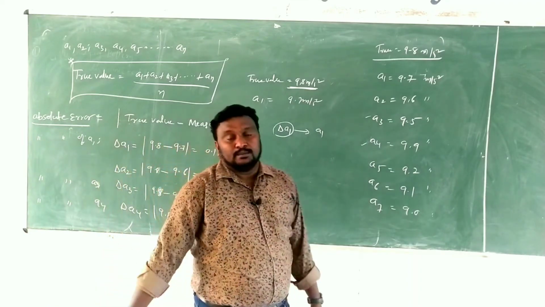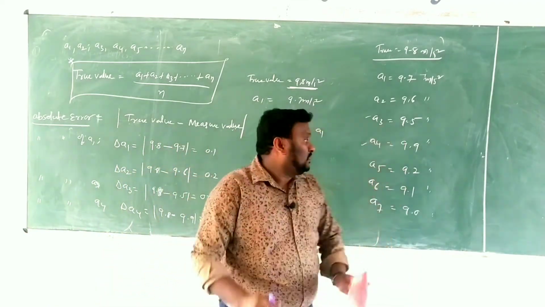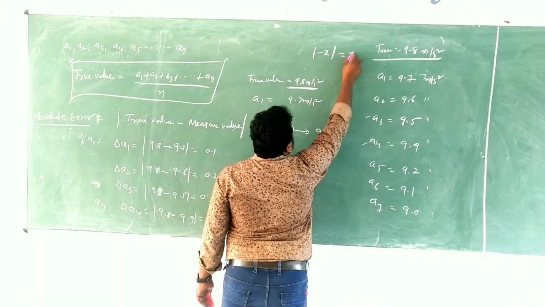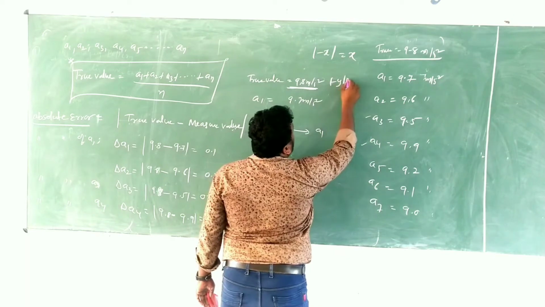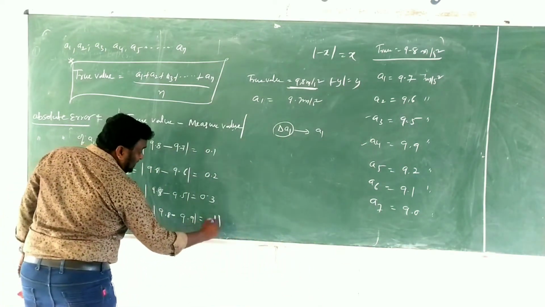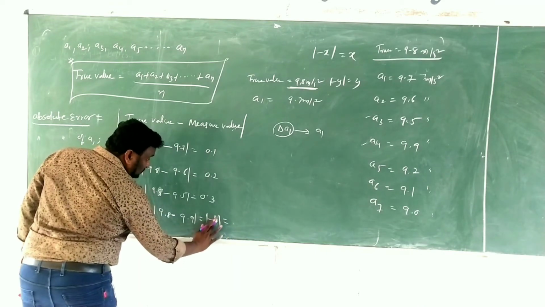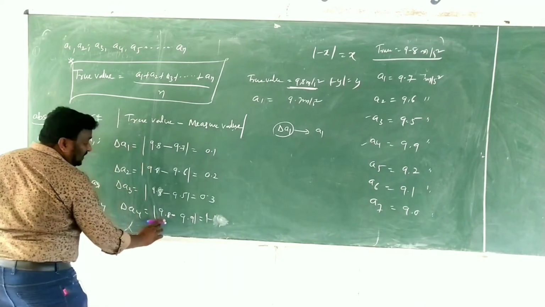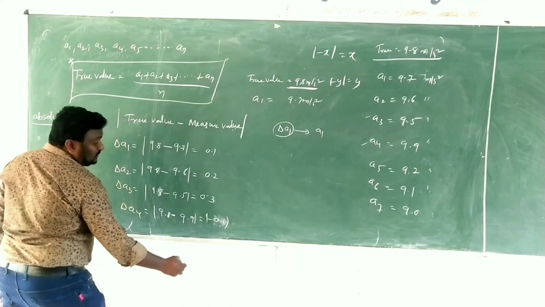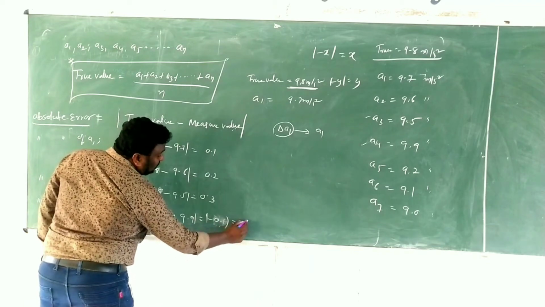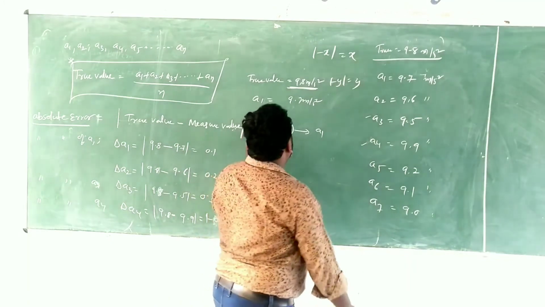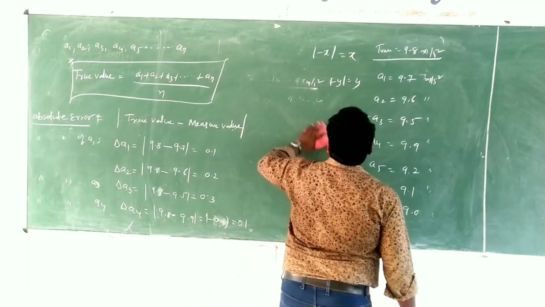But you are writing mod. Mod of minus x means x. Mod of minus y means y. In the same manner, here mod of 9.8 minus 9.9 is mod of minus 0.1. That means if you take the mod, what do you get? 0.1.